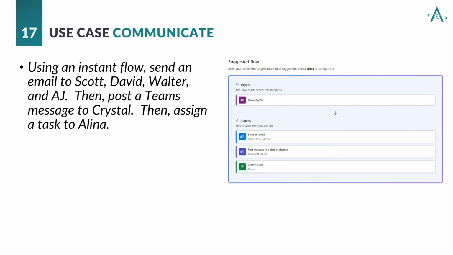Notice how our project team is vast and we have many people to communicate with. Well, let's put that into Copilot in Power Automate. And on the right is the suggested flow. Notice the trigger starts up at the top, and then the actions below have multiple steps. Let's dive deeper into it.